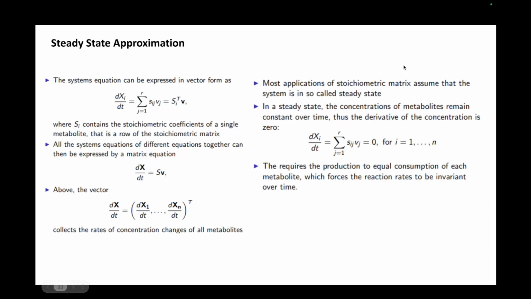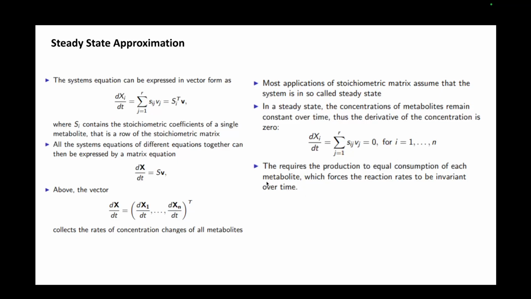So, for most applications of stoichiometric matrix, we assume that the system is in the so-called steady state. So, what is steady state? It is that state in which the concentrations of metabolites remain constant over time. That's the derivative of this concentration is zero. So basically, in steady state, your x will not change with t, so your dx/dt will be zero. Which implies if you sum the product of your stoichiometric matrix and your rate vector across all the reactions, that should be equal to zero.